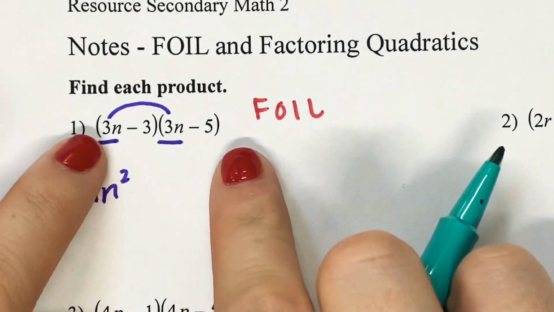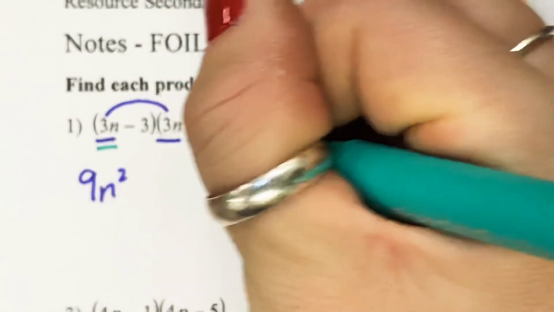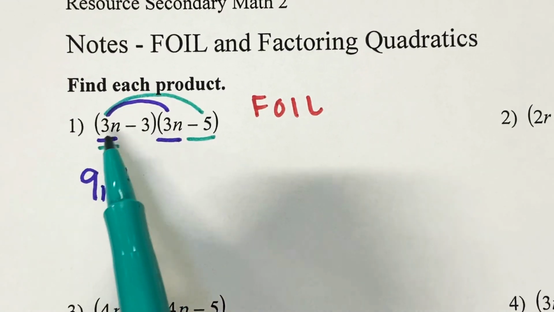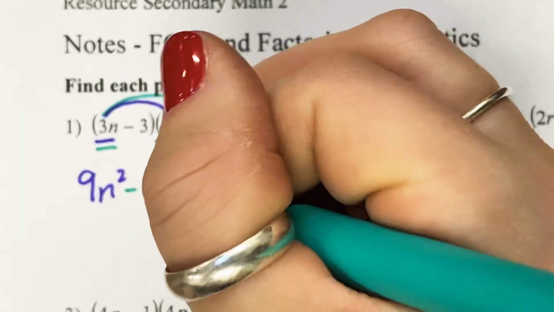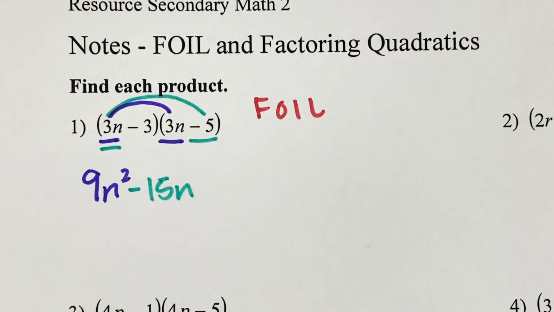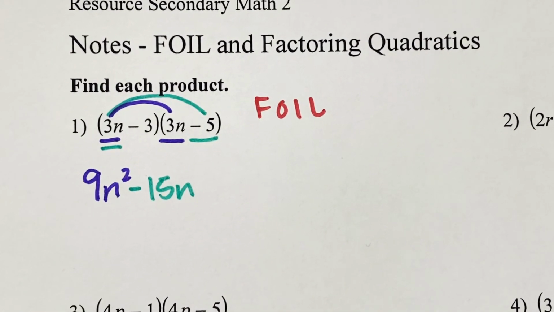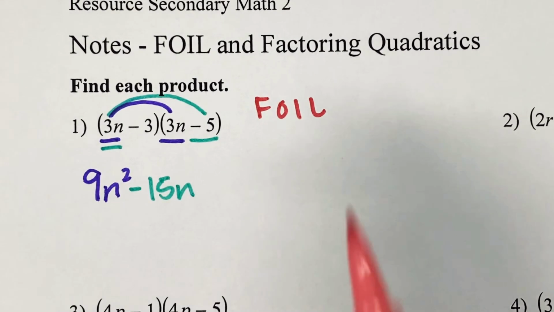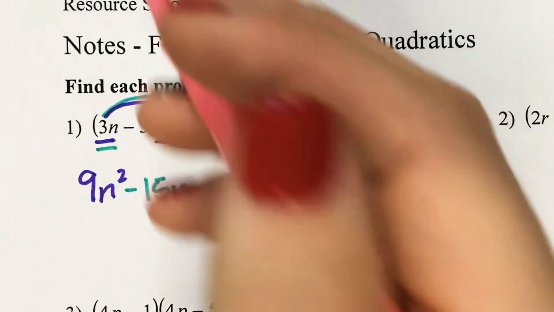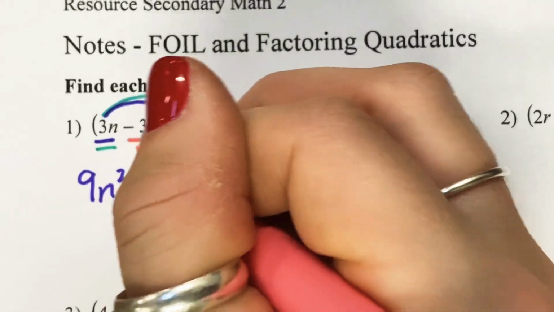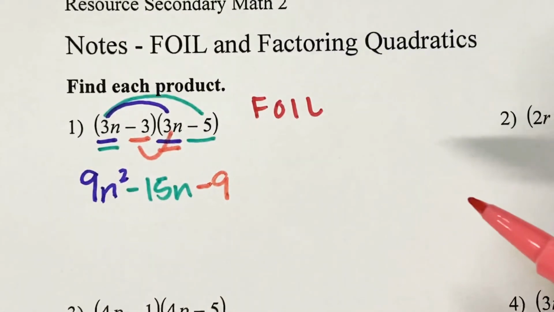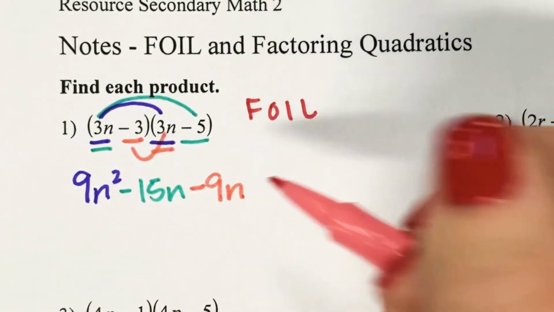Okay, so on the outside are going to be 3n and negative 5. So we have 3n times negative 5. Well here we can say 3 times negative 5 is negative 15, and there was one n being multiplied, so negative 15n. Now we have our I in FOIL, that stands for inside. So if these guys are my outside, that means these guys are my inside. So I have negative 3 times 3n. Well, negative 3 times 3 is going to give me negative 9, and there was one n being multiplied, so negative 9n.